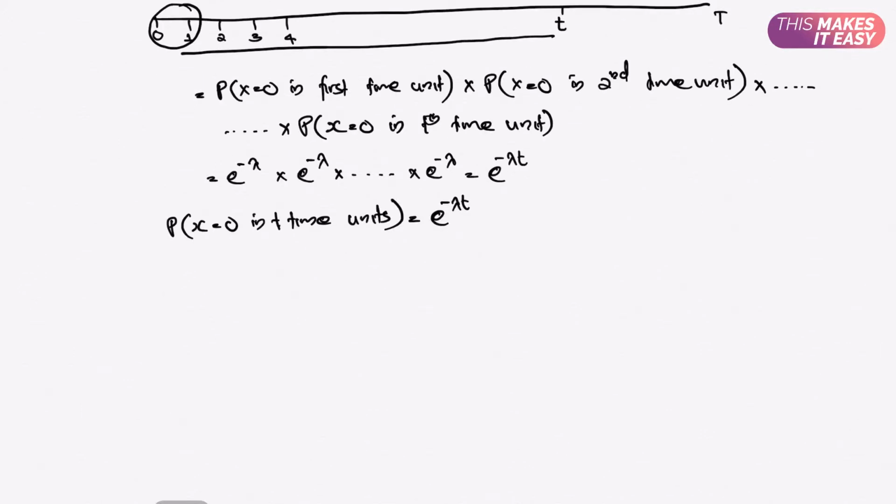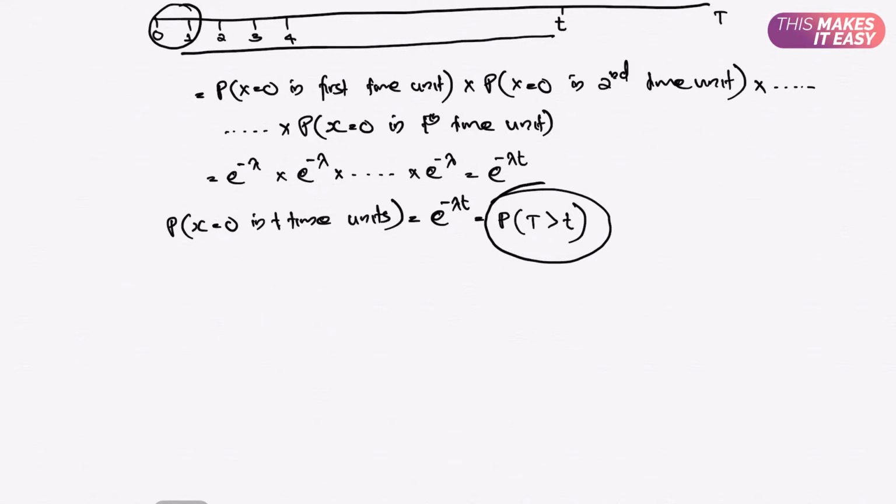So this is the probability that nothing happens in t time units. In other words, this is equal to saying the probability that the waiting time until the first event is greater than t time units. So this is equal to the probability of capital T greater than small t. Capital T is the random variable for the time until the first event.